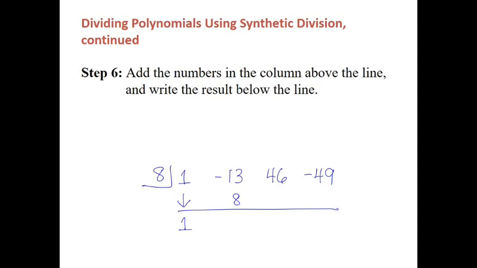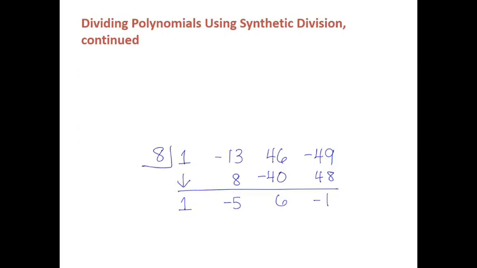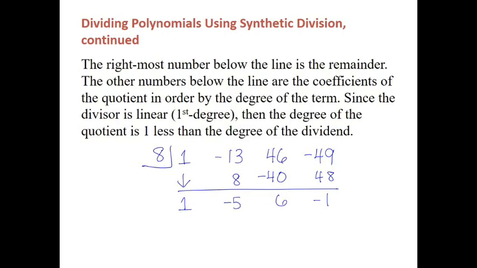So negative 13 plus 8 is negative 5. You don't have to worry about changing the signs in this method. Then 8 times negative 5 is negative 40. You just keep repeating that till you're done. 46 minus 40 is 6. 8 times 6 is 48, and negative 49 plus 48 is negative 1. Now your last column is your remainder. Okay, so the rightmost number is your remainder.